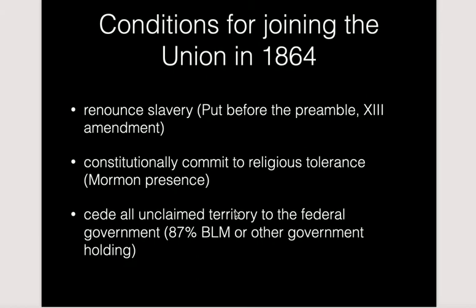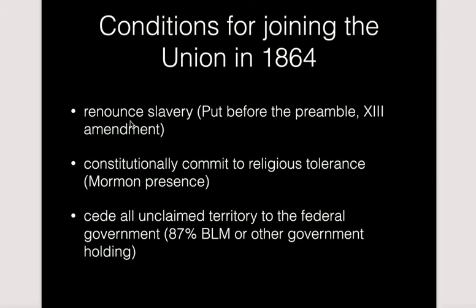There were 3 conditions to Nevada becoming a state. One was that they renounced slavery, so it's put right there in the preamble. So our Constitution, as opposed to the U.S. Constitution, immediately said no slavery. They had to commit to religious tolerance. There was a large Mormon presence, and the federal government was worried that Nevada would become a religious state. So they had to allow for religious freedom. And then they had to cede all unclaimed territory to the federal government. So 80% of Nevada's land is run by BLM, the Bureau of Land Management, not to be confused with Black Lives Matter, and other government holdings.